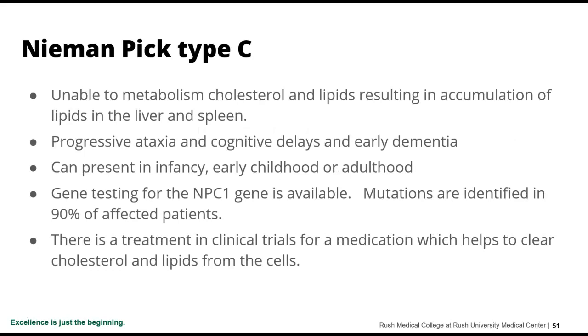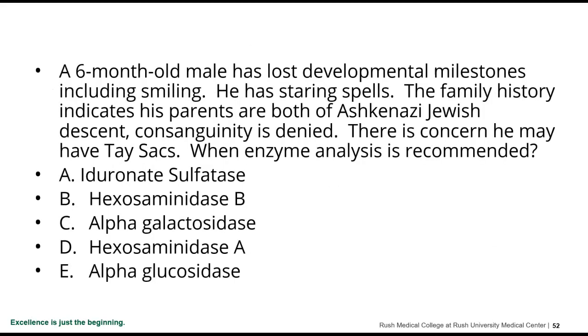Type C, unable to metabolize cholesterol and lipids, resulting in the accumulation of lipids in the spleen, progressive ataxia, and cognitive delay. Can present in infancy or early childhood. Gene testing for NPC1 is available, and mutations are found in about 90% of patients. And there is a treatment in clinical trials that helps clear the cholesterol and lipids from the cell.